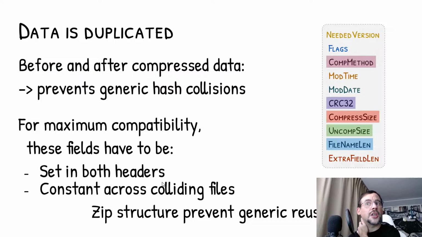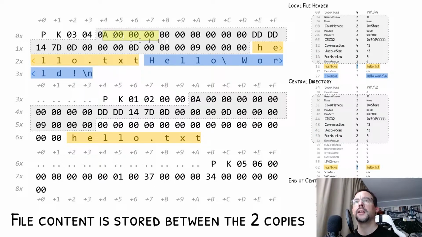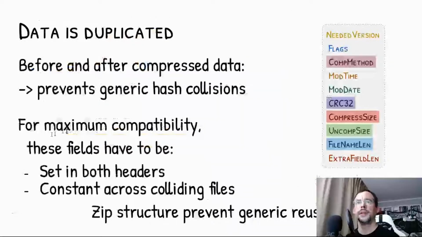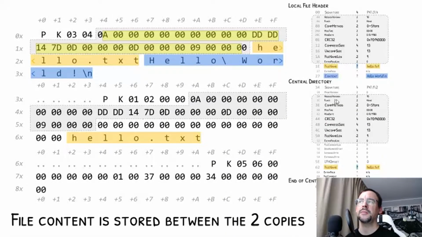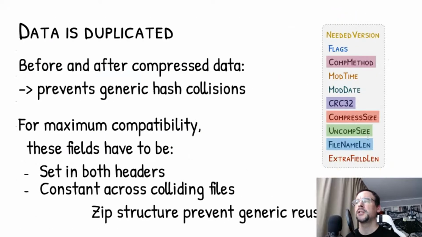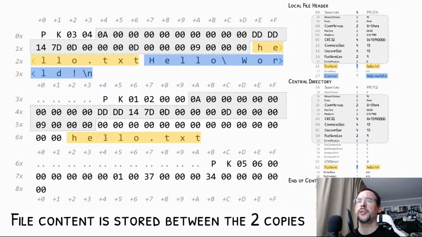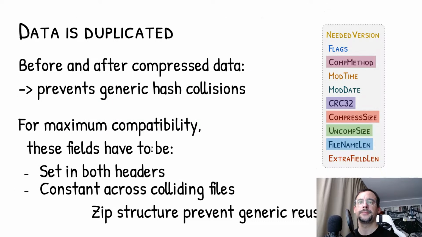Another reason why we cannot use generic hash collisions: we cannot have a prefix that will work for every data, because the length is stored there, and the CRC, and even the compression. And for maximum compatibility, of course, you might try not to set them in one place, for example, the central directory. Some tools will use the file name that is here and not the file name that is here, but it is unpredictable and unreliable across the zip parser landscape. So for maximum compatibility, these fields have to be constant across colliding files. So again, the zip structure prevents generic reuse. So zip is very annoying for hash collisions.